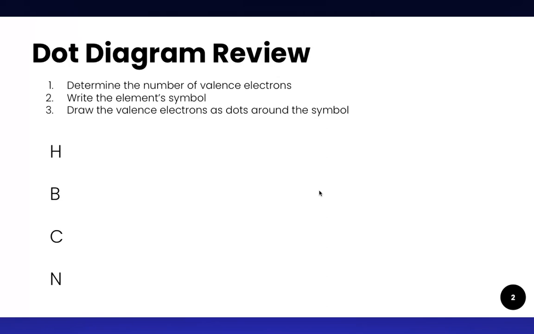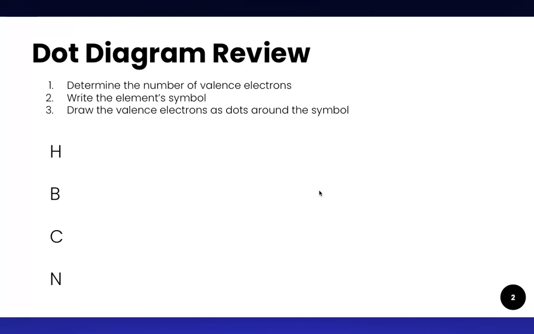Okay, so the first thing we're going to review is how to draw the dot diagrams of different elements. Remember that you determine the number of valence electrons, which is easiest to do using a periodic table, write the element symbol, and draw the valence electrons as dots around the symbol.